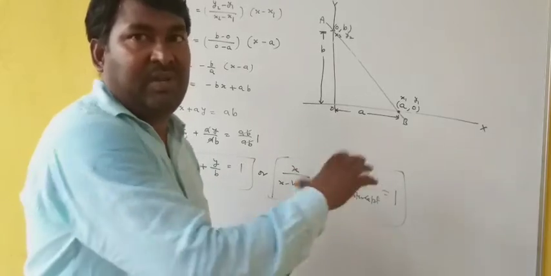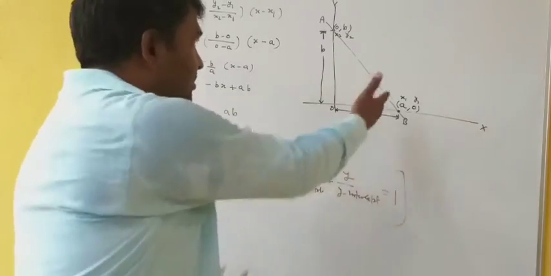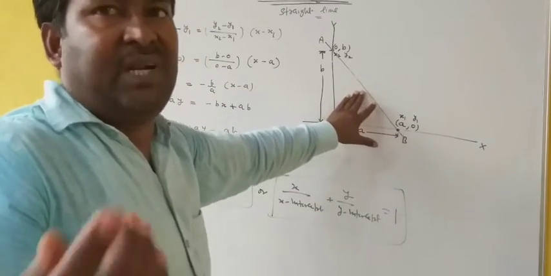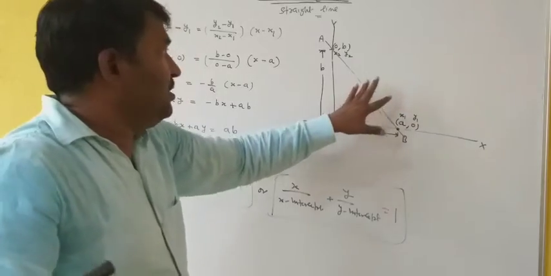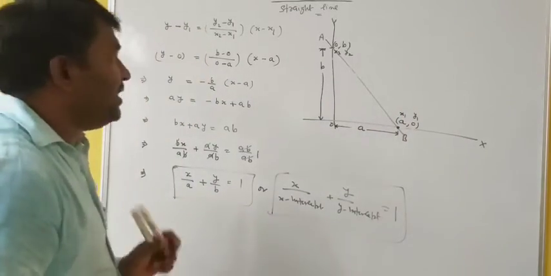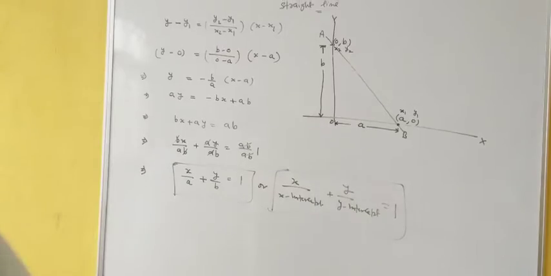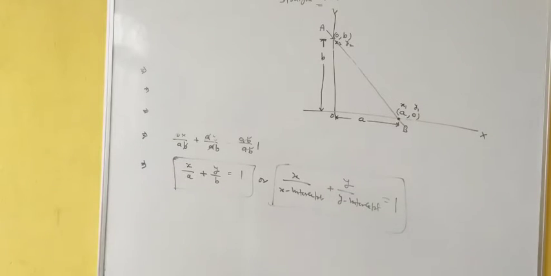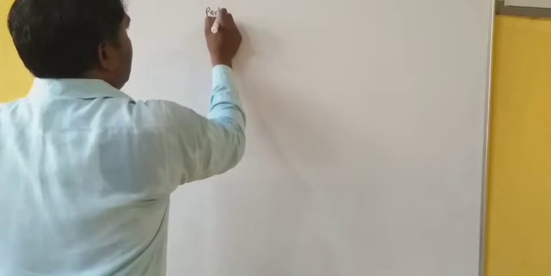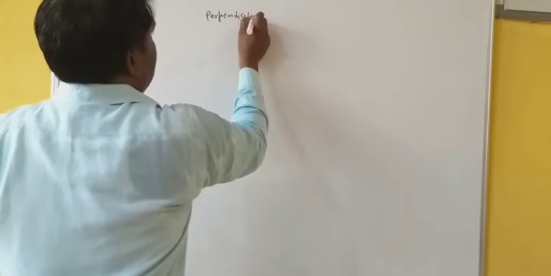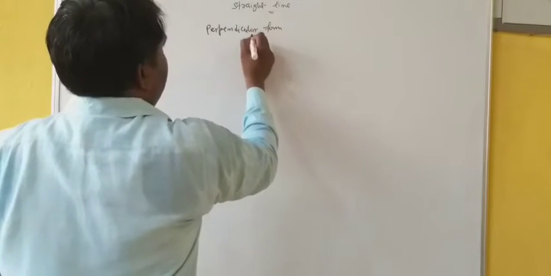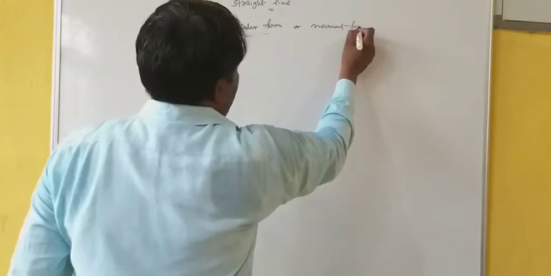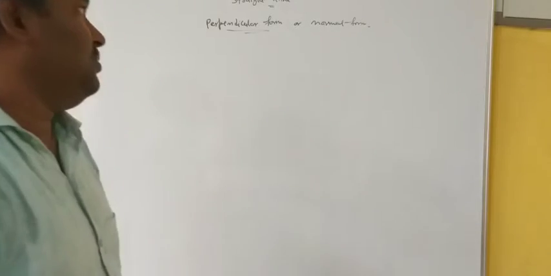Some numericals I will give you for practice. But just now I am going to explain one more form, that is the normal form or perpendicular form of the equation of a line. Okay, that is the perpendicular form or normal form of the equation of a line.